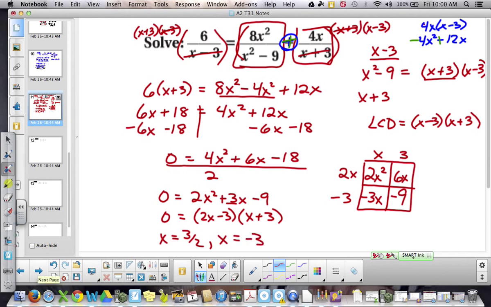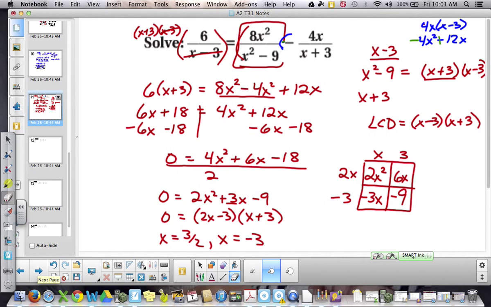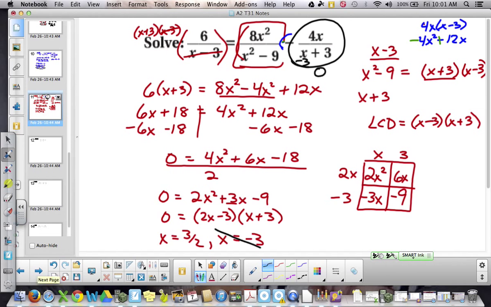Now, however, if I put negative 3 in for x right back up here, in this piece right here, I'm going to get negative 3 plus 3 equals 0. And I can't have 0 as a denominator, so that automatically rules out negative 3 as a solution. That is extraneous. If I put 1.5 in, that would actually work out, so we know that that is an answer.